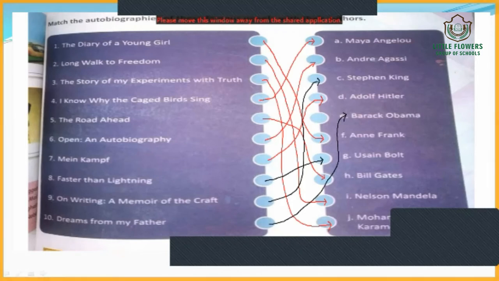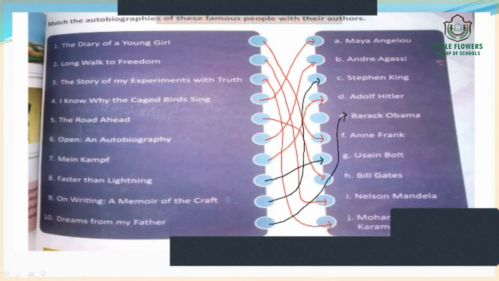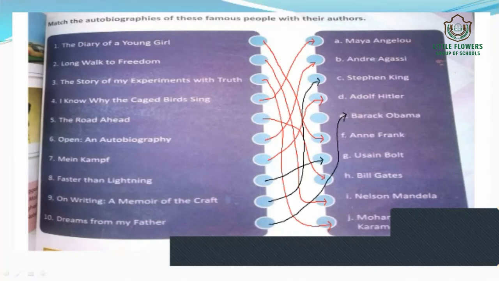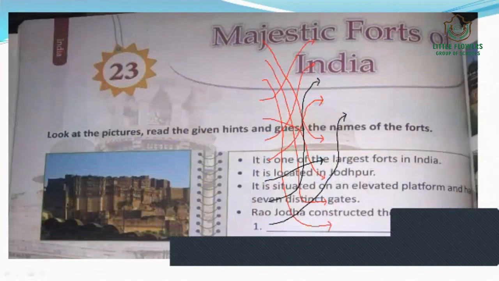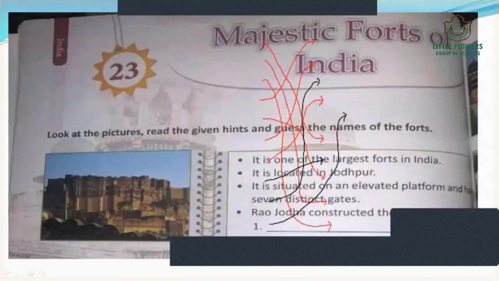This is the chapter of autobiography we have matched here. Let's move towards our next chapter. That is chapter 23. Very interesting chapter.